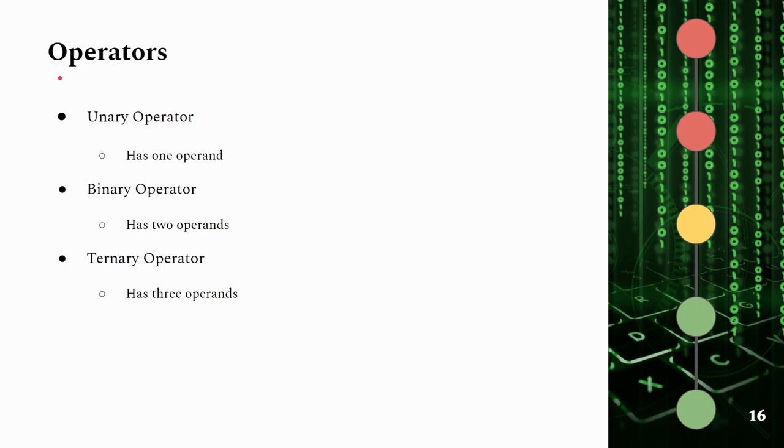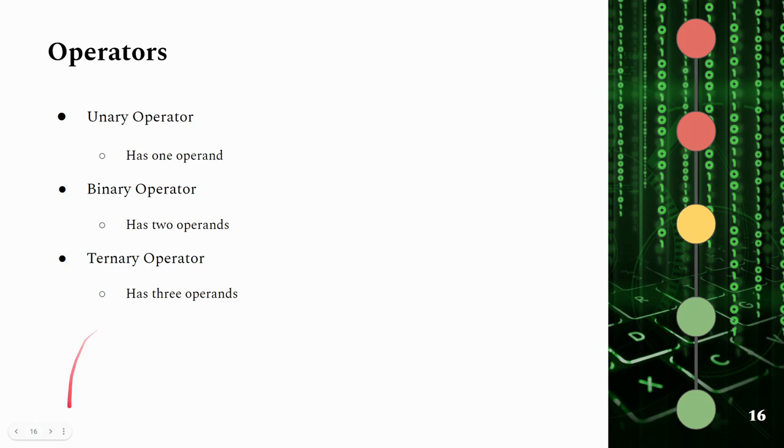Operators are classified depending on how many operands are needed for the operator to work. Operators can be of three types. One is the unary operator, which needs only one operand. There is the binary operator, which needs two operands, and the ternary operator, which needs three operands.